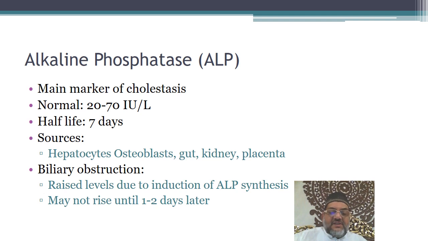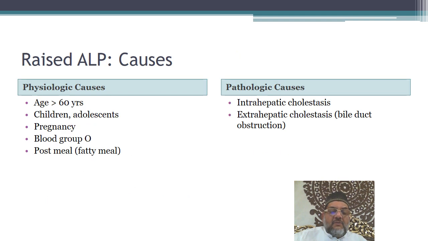In biliary obstruction, raised levels are due to the induction of the enzyme and may not rise until 1 to 2 days later. Whenever there is obstruction, an increased level of alkaline phosphatase is seen. It is also seen in elderly people, in children, and in pregnancy because of the placenta, and sometimes after a fatty meal. We are more concerned with the pathological causes, that is, intrahepatic cholestasis and extrahepatic cholestasis.